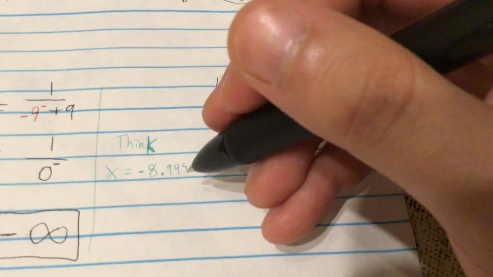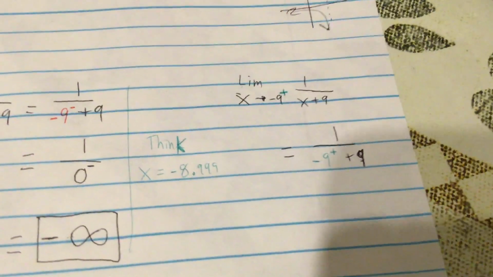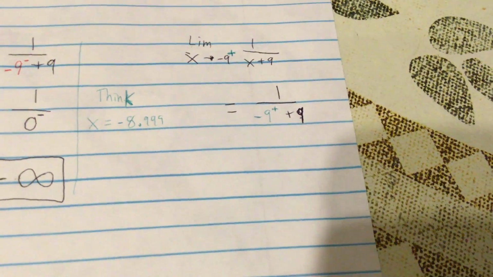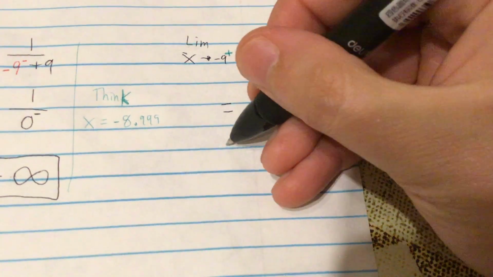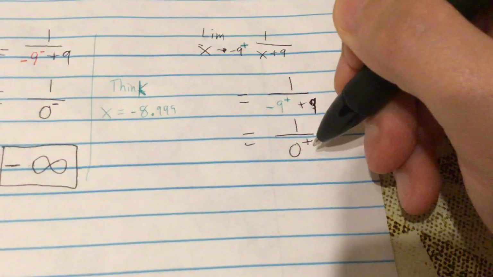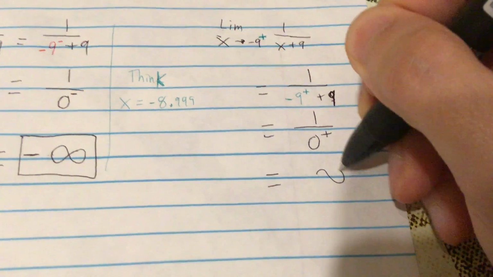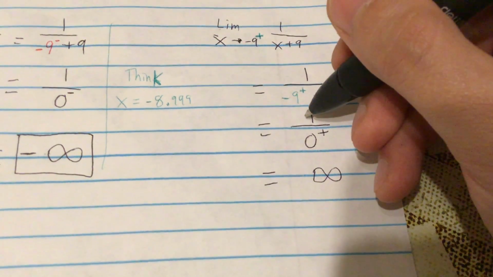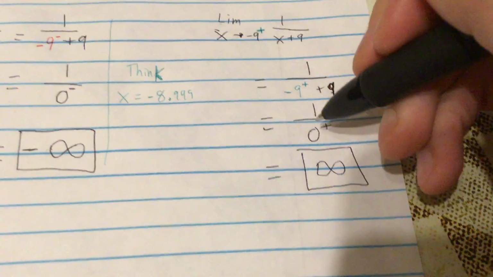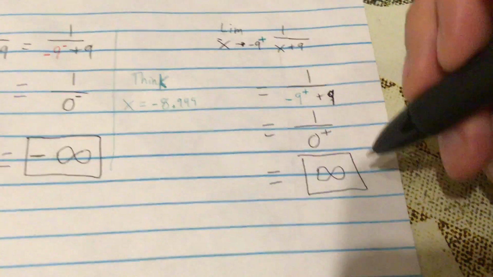If I were to literally plug in negative 8.9999999 plus 9, am I going to get barely positive or barely negative? I'm going to get barely positive. So 1 over the right side of 0. Remember that 1 divided by 0 is some sort of infinity. We've got a positive divided by a positive, so that is a positive. Therefore, the right-hand limit as x approaches negative 9 of 1 over x plus 9 is positive infinity.